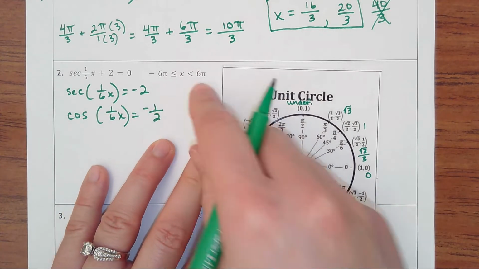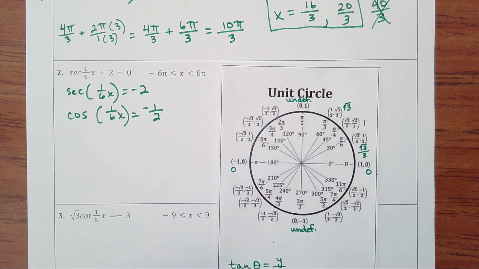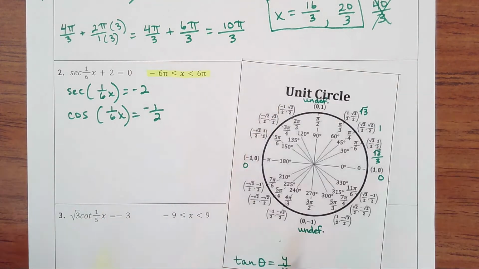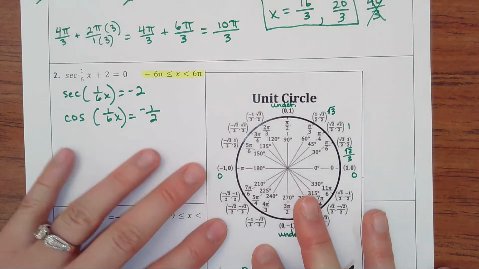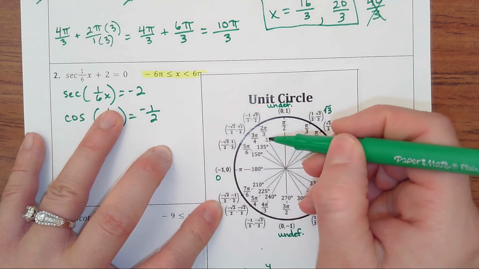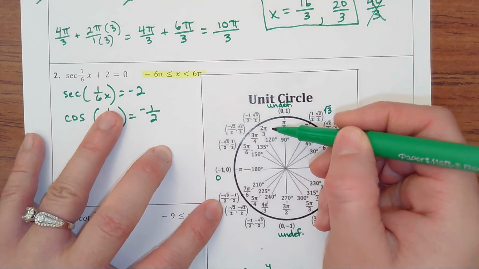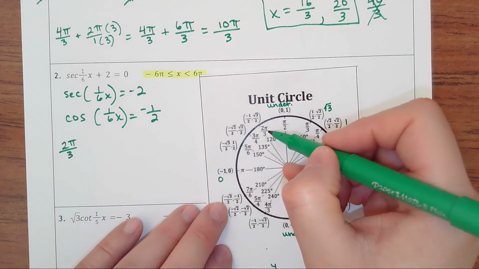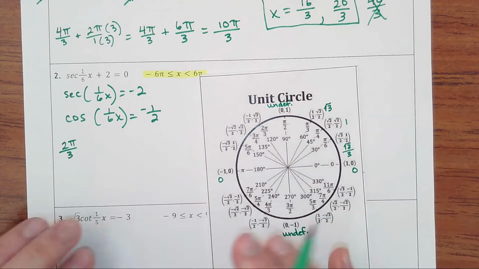And check out our domain. We are going in the negative direction as well. So between negative 6 pi and positive 6 pi. Okay. So let's just start with what angles have a cosine value of negative 1/2. That would be in quadrants 2 and 3. That would be at 2 pi over 3. And that would be at 4 pi over 3.